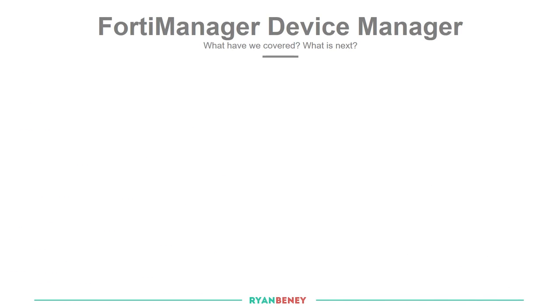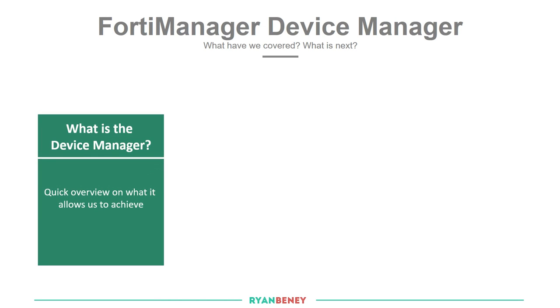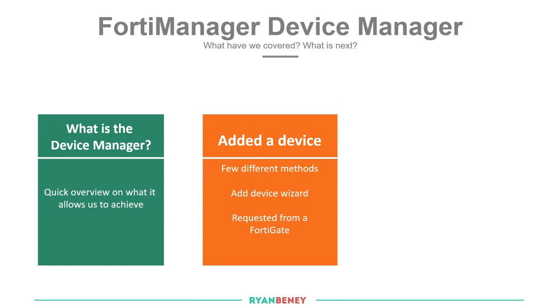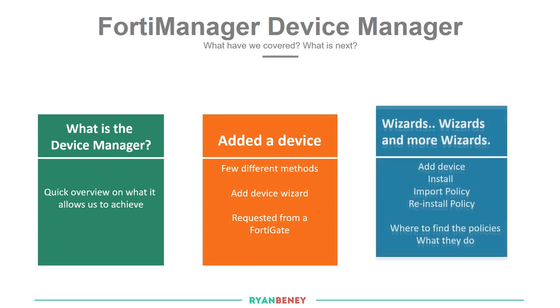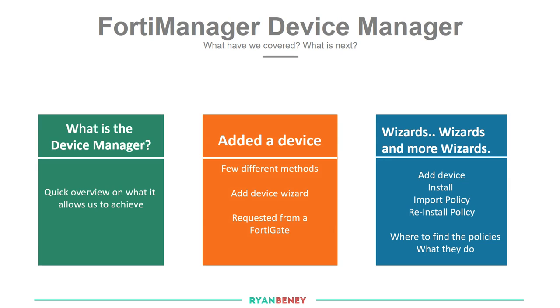So what have we covered so far and what's coming up? In our previous video we went over what the device manager is and what it allows us to achieve. We then went into adding a device into the FortiManager. We talked about the different methods that we have, both the wizard to add the device in or the ability to request it from the FortiGate, and we actually did both those methods in the previous video. And then we finished up talking about the wizards. We went through the add device wizard, the install wizard, the import wizard and the reinstall policy wizard, and most importantly where to find them within the FortiManager.